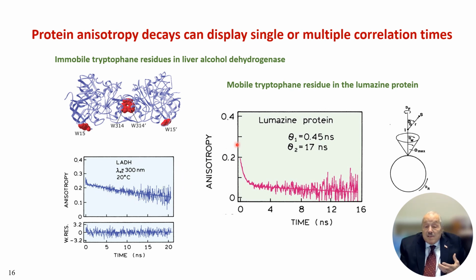In many other proteins, the tryptophan residues are very mobile. So here we have a lumazine protein, and as you can see, most of the anisotropy is lost before you can even start to observe it. And this part out here at longer times is the overall rotational correlation time of the protein. And the short time, this is where there is a rapid decay due to segmental motions of the tryptophan residue, which are hanging off the side of the protein.